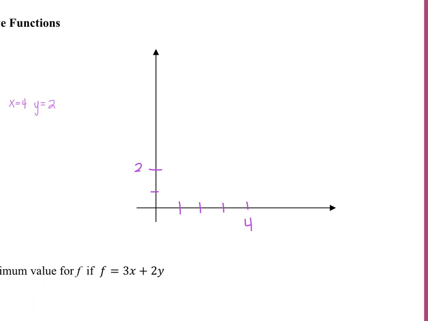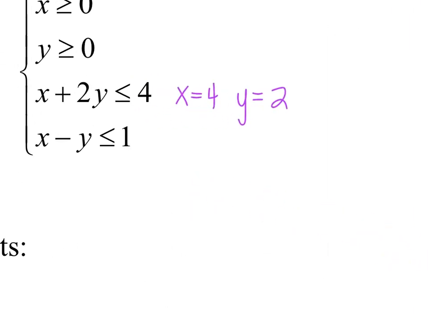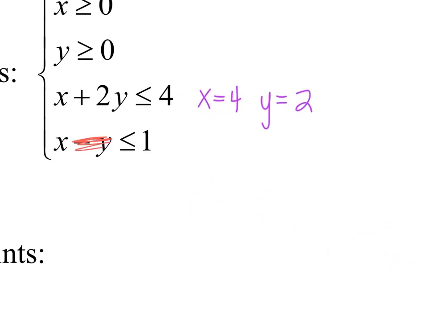There's 2, there's 4. We connect, and we shade beneath because it is less than. I'm going to do my shading at the end. All right, and then the second equation, change colors, I'm going to go red. If I get rid of the y, then we know x must be 1. Okay, and if I get rid of the x, we know that y must be negative 1.